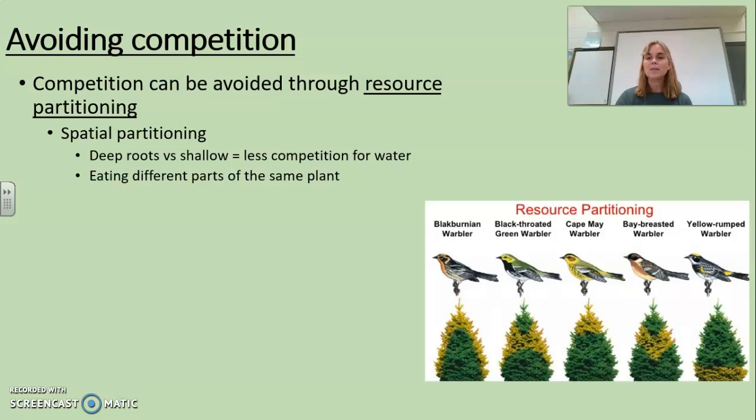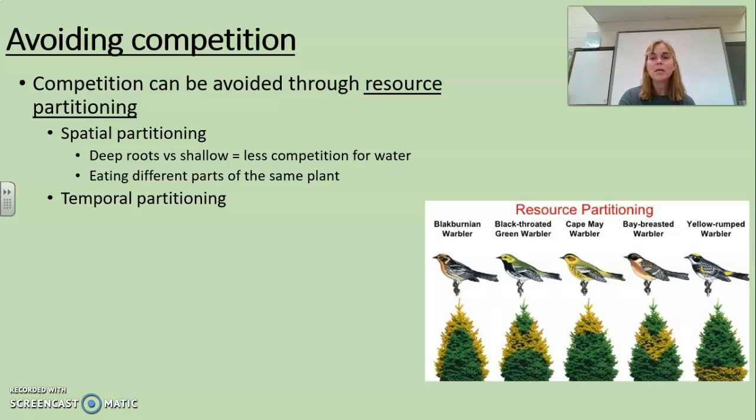This is kind of a famous picture for resource partitioning with the birds. So you can have 5 different types of warblers in the same tree. They utilize different parts of the tree, or maybe some of them eat the berries and others eat the needles. Others eat insects in the tree. So that's different ways to partition the resources so there's less competition.